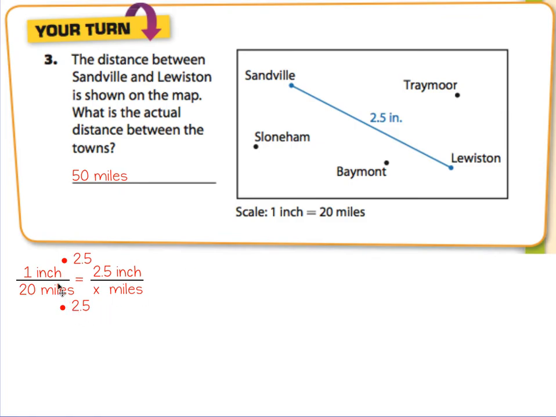All right, so you should have found that the scale was 1 inch on the map for every 20 miles in real life. And on the map between Sandville and Lewiston, there's 2.5 inches. So to go from 1 inch to 2.5 inches, you multiply by 2.5. So to go from 20 to X, you have to multiply by 2.5, which gave you 50 miles.